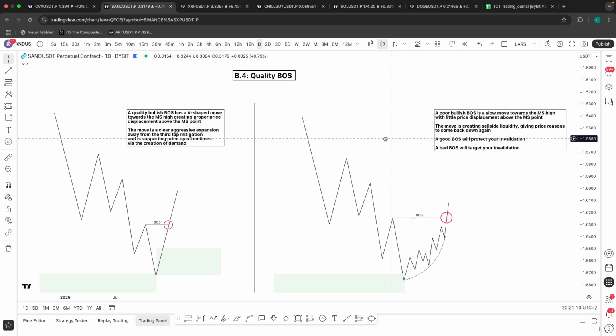And lastly, we have our quality breaker structure. It's very important to understand the quality break, because otherwise you'll literally get stopped out before the actual move happens. Because I've seen a lot of people enter on fake breaks because they did not understand the definition of a quality breaker structure, which is fairly easy to understand because it's very rational, okay?